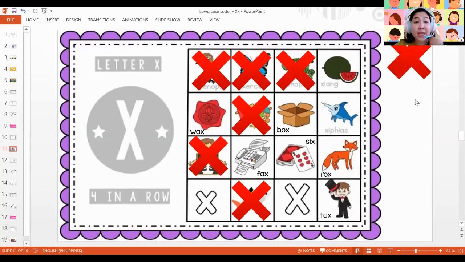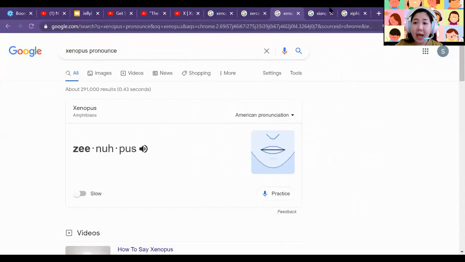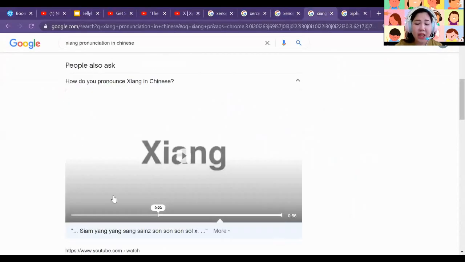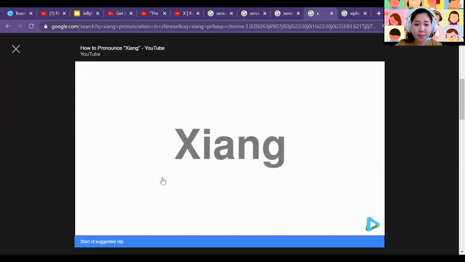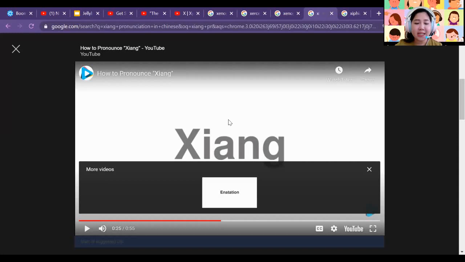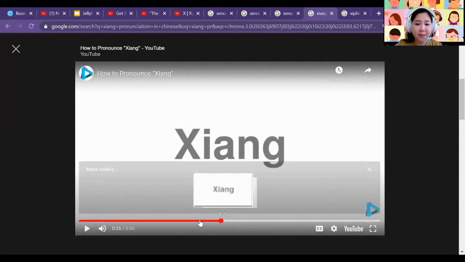Next one, we have the fruit. So this fruit looks like a watermelon, but then it is smaller. And its name also begins with the letter X. So let's listen how they pronounce the name of the fruit. Xiang, Xiang. Let's listen to that again.